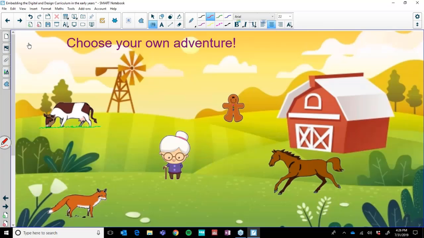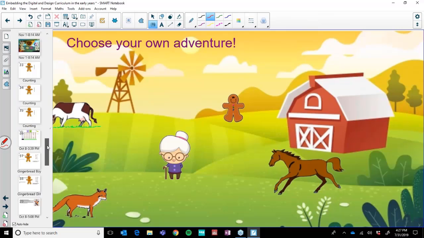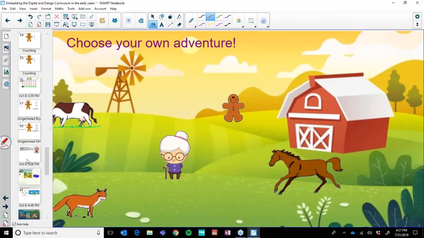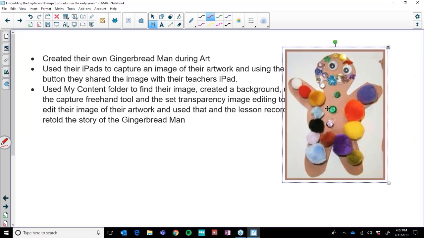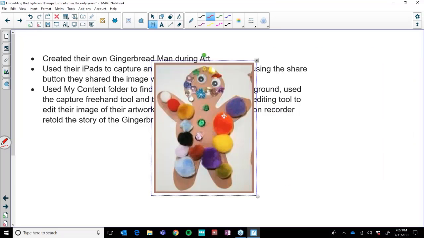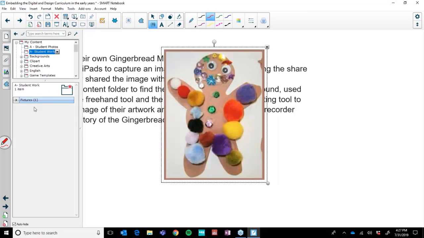Now, once they had finally done all of those activities and the teacher was wandering around helping them, they went away and they actually made their own gingerbread man in art. And we talked about the choices that they had made. Once they did that, they took a photo of their gingerbread man, and I had uploaded it here in our My Contents page as a teacher, so you can see student work.